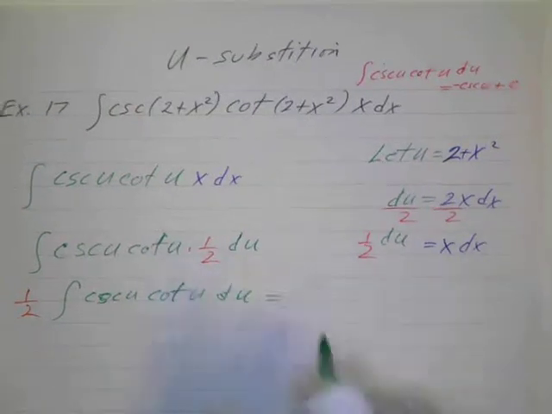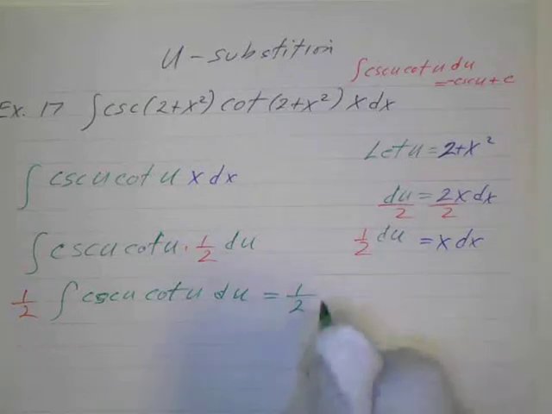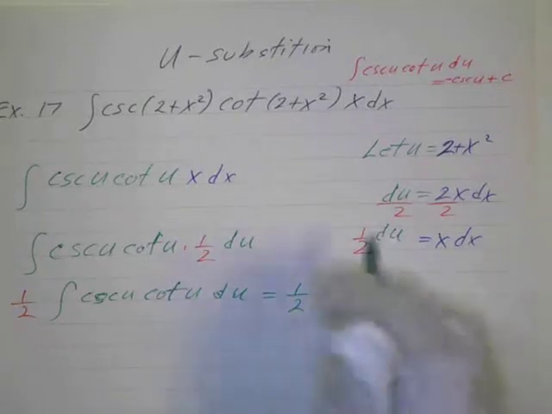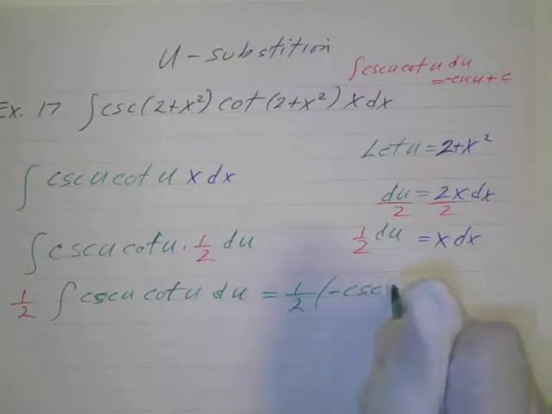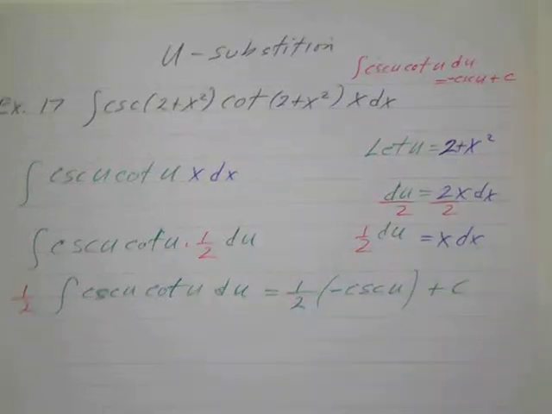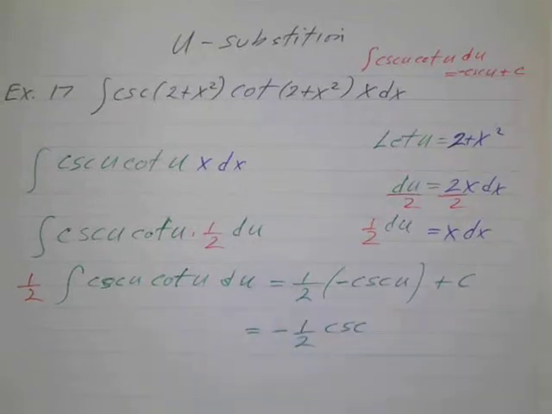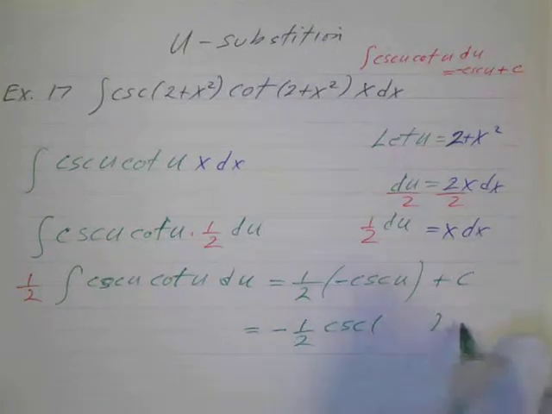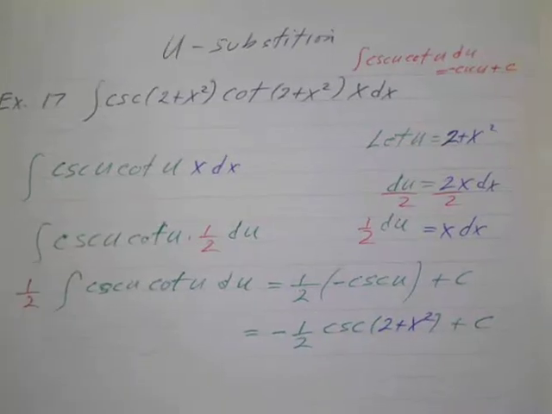So that's going to equal 1/2. And this is going to be negative cosecant of u plus c. And I can put that negative sign in front. And I can substitute my u, so that's going to be equal to negative 1/2 cosecant of, and what's my u? 2 plus x squared, plus c. And there we go.